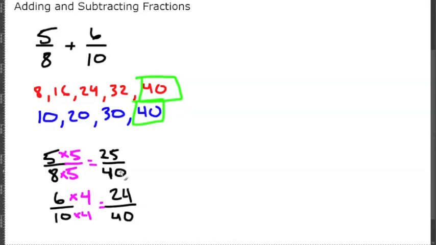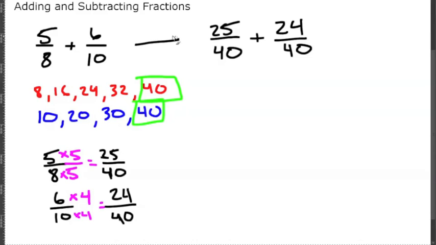Now that we have the same denominator, we can add them together. So the 5/8 is really 25 over 40, plus the 6/10 we found to be 24 over 40. So I'm just rewriting the problem. So 25 plus 24 is going to give us 49 all over 40.